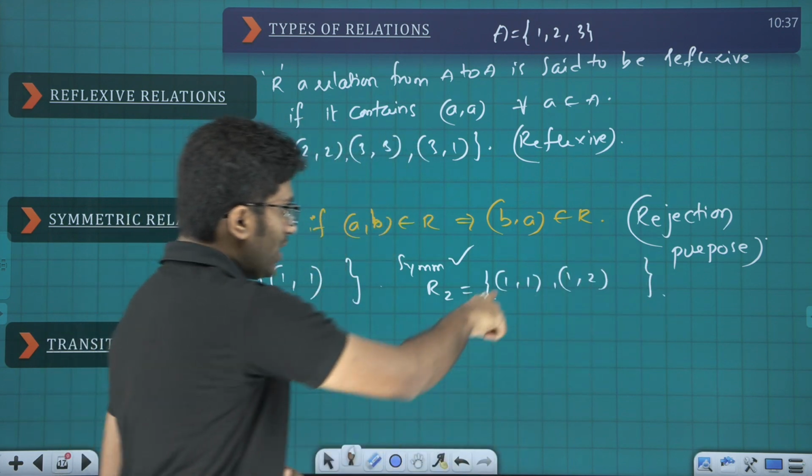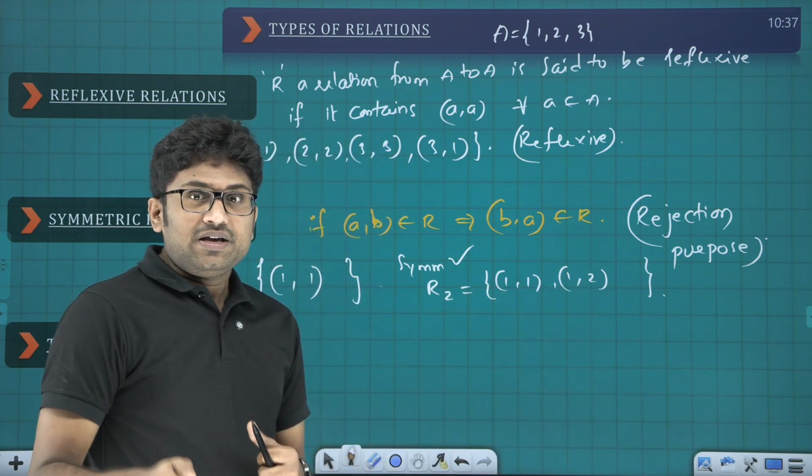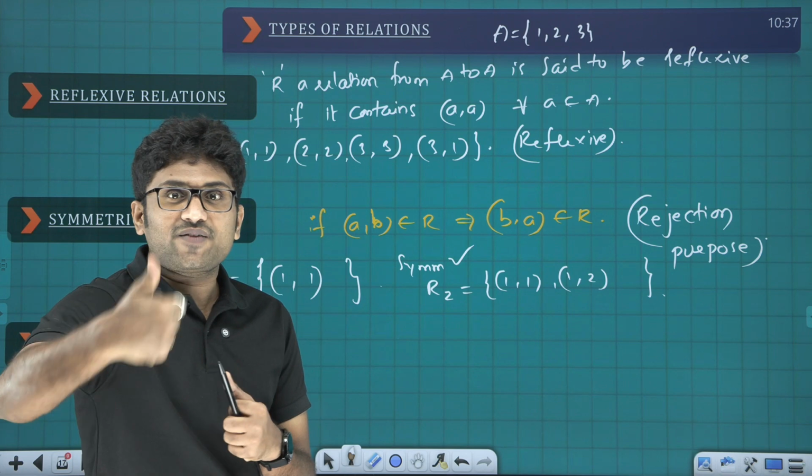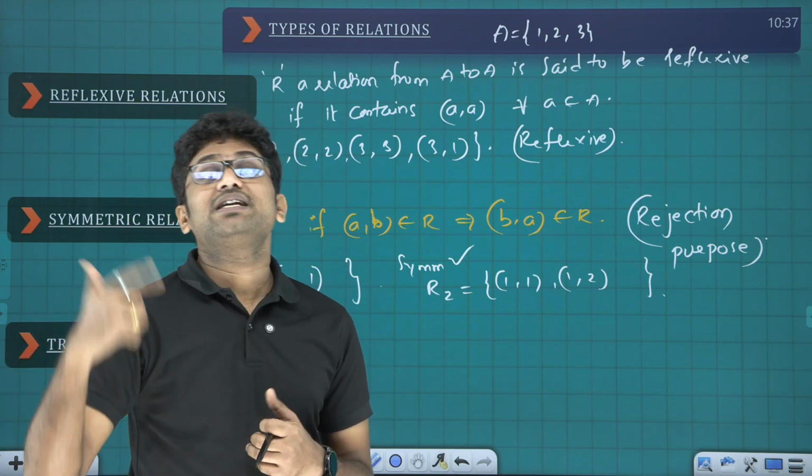In this case, 1, 1, it's not A comma B. 1 comma 2. Yes, A comma B exists. So when A comma B exists, check for B comma A. Do we have 2 comma 1 in that? No. Hence it is not symmetric.